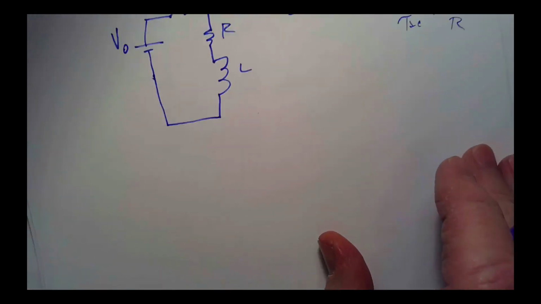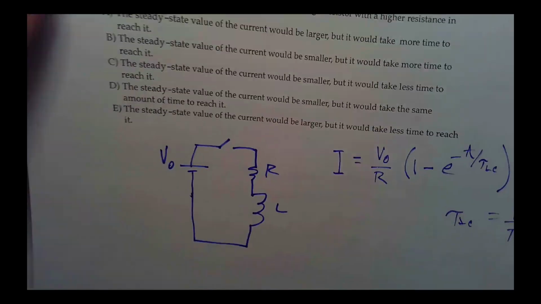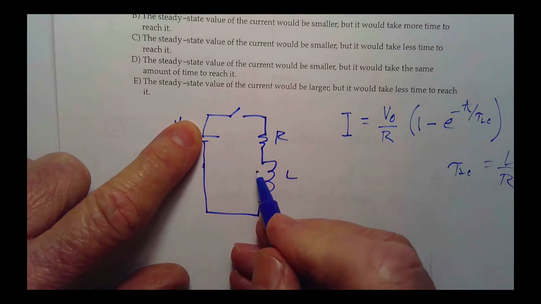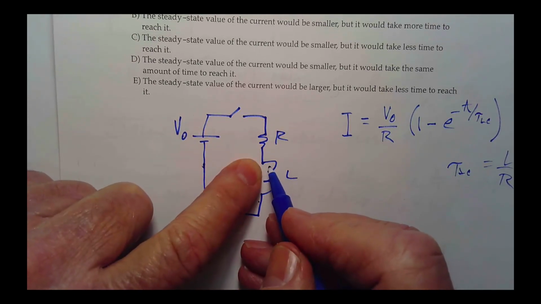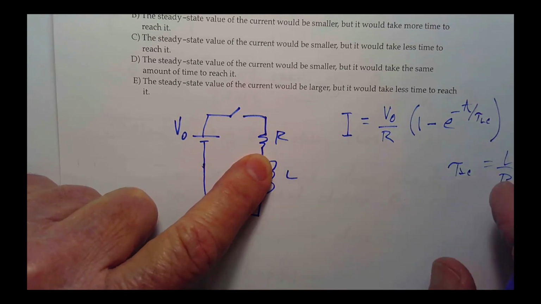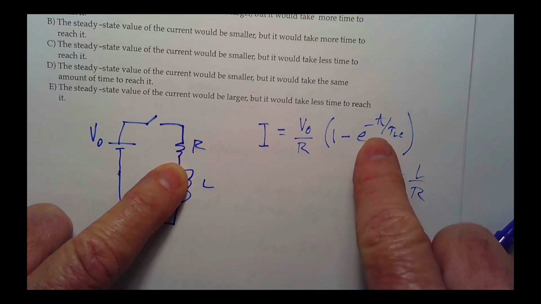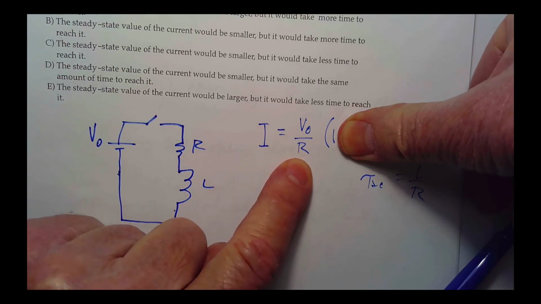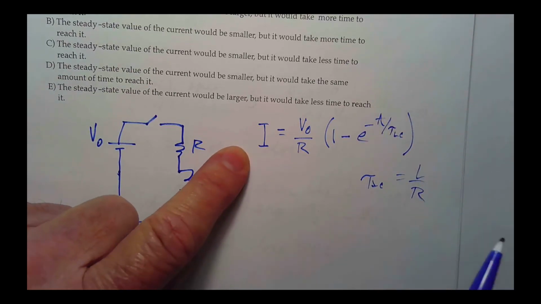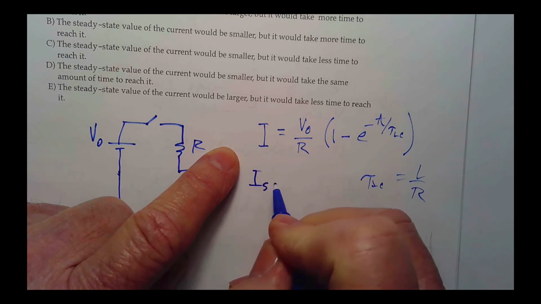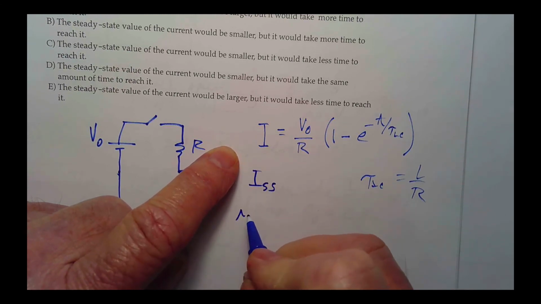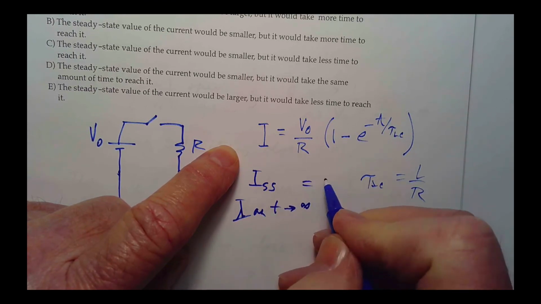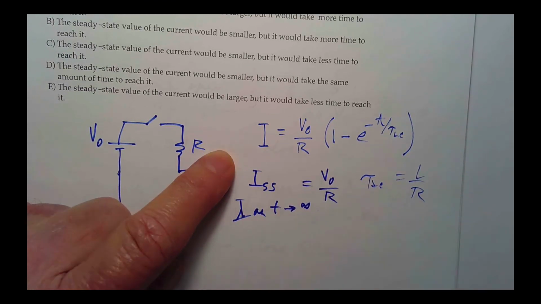As time goes on, the energy starts to get stored in the magnetic field, and finally the voltage across the inductor goes to 0 and all the current flows through that resistor. In other words, as t goes to infinity, this term goes away, and the current is V0 over R. So here's the steady state current. I steady state, that is I as t goes to infinity, is just V0 over R.